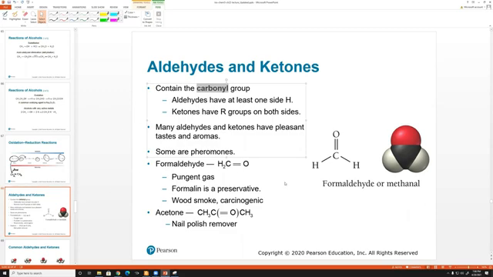So here are some examples of aldehydes. Formaldehyde is one of the most common ones, and one of the simplest ones. So here's formaldehyde, or methanal.